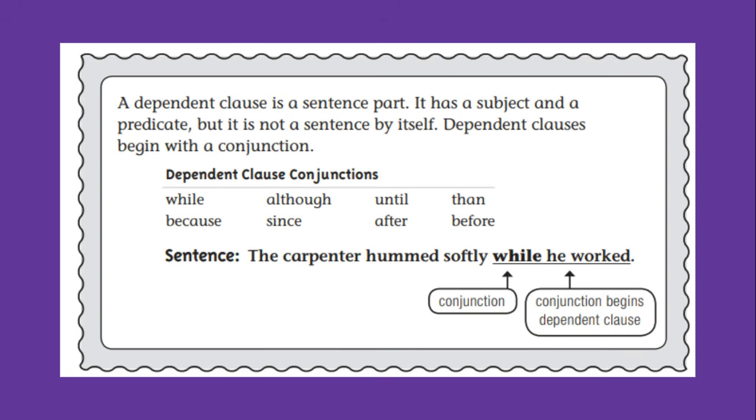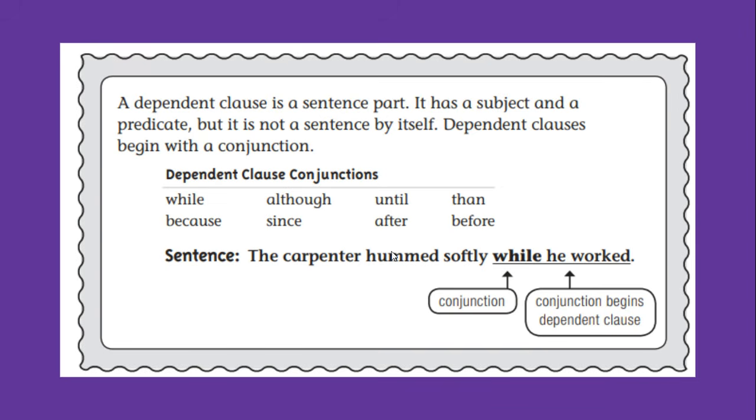Just a refresher of dependent clauses. A dependent clause is a sentence part. It has a subject and a predicate, but it is not a sentence by itself. Dependent clauses begin with a conjunction. Here's some examples of some dependent clause conjunctions. Those are also called subordinating conjunctions. While, because, although, since, until, after, than, before. Now, there are more than these on this list, but those are just some examples for you.